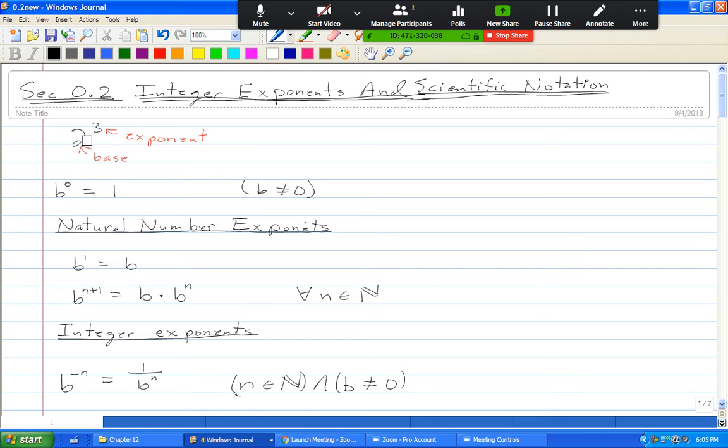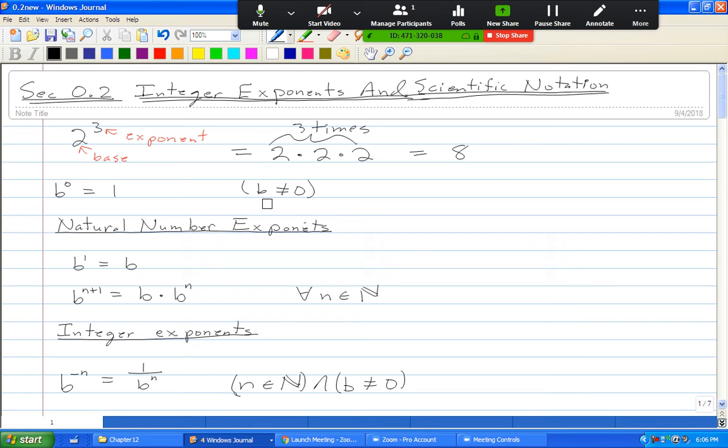So 2 with a superscript of 3 means we're going to raise 2 to the power 3. So 2 is called the base and 3 is the exponent. And it just means that we're going to be multiplying 2, the base, 3 times. And so we would get the number 8.